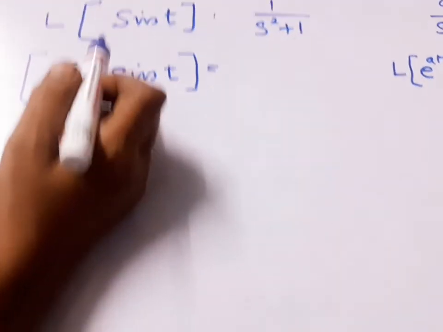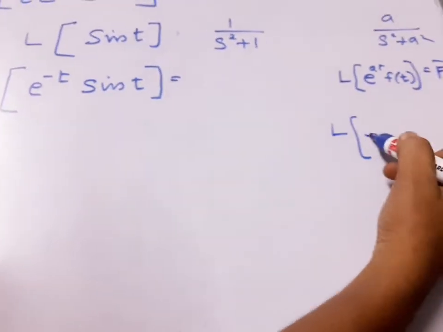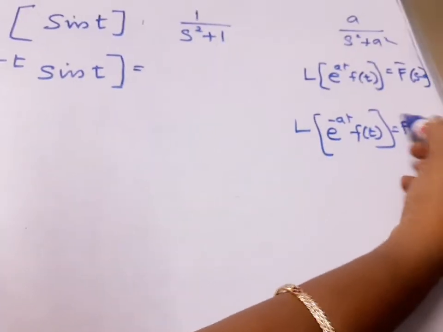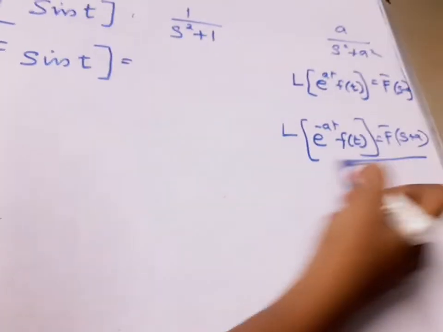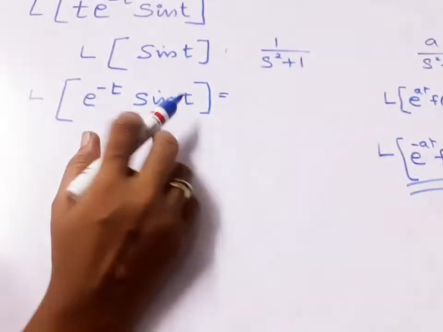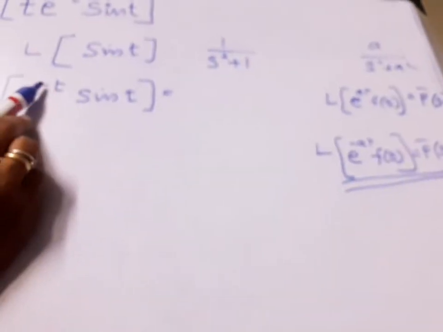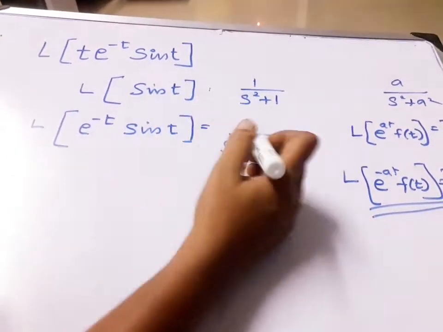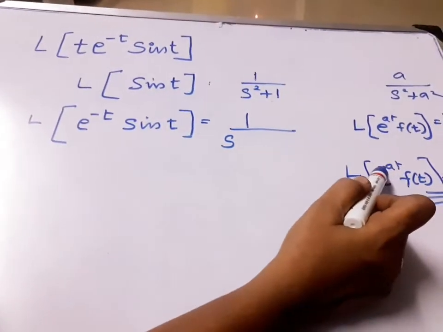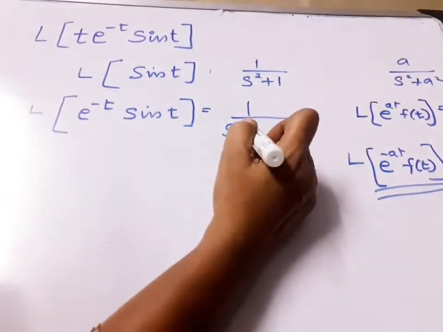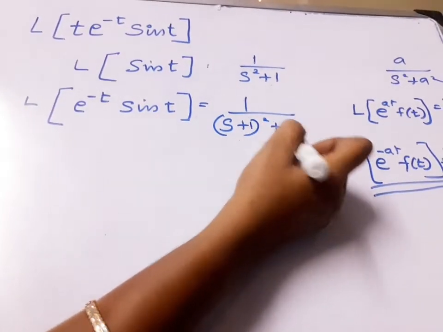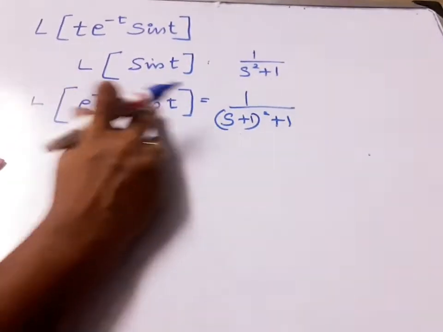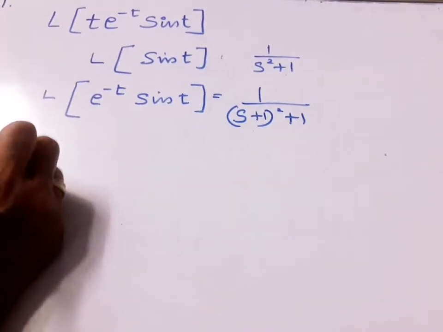We also have another property, which is L of e power minus at f of t is f bar of s plus a. So I am going to use this property. In the place of s, I should replace s plus a. Here minus 1 is your a. Therefore 1 by, here you have minus, so it becomes plus, s plus 1 the whole square plus 1.